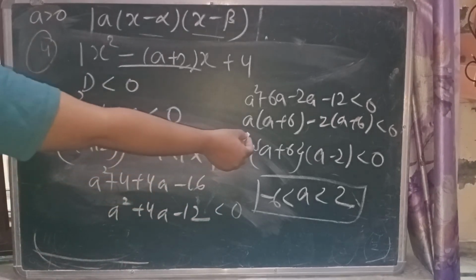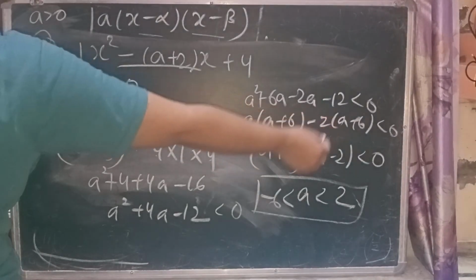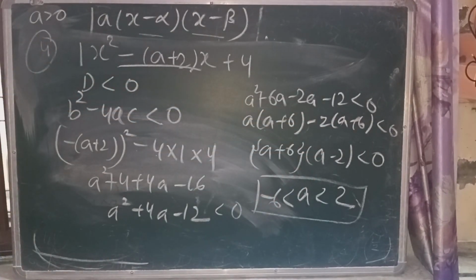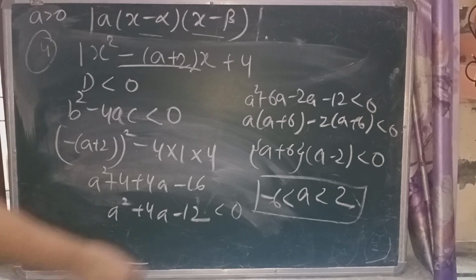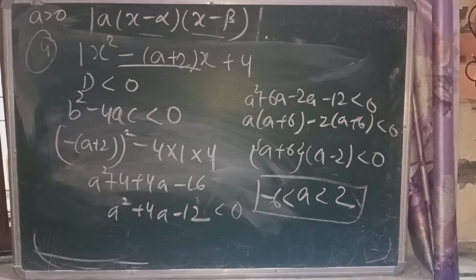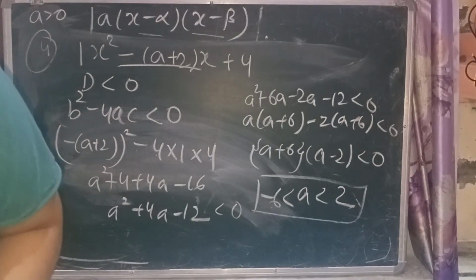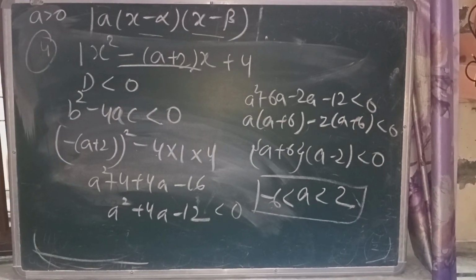After solving, we will get the expression (a plus 6) into (a minus 2) is less than 0, where a plus 6 is common outside. So the condition will be a should be less than 2 and greater than minus 6, for which the expression will always be positive.